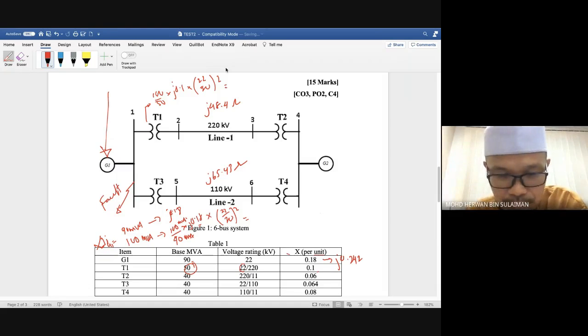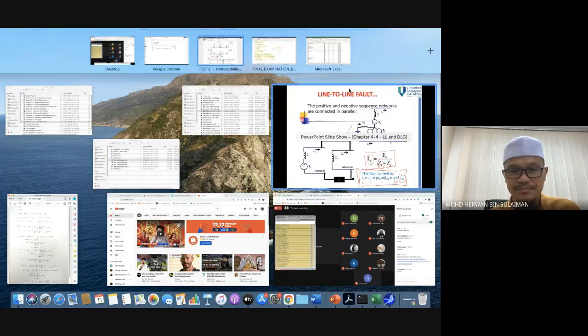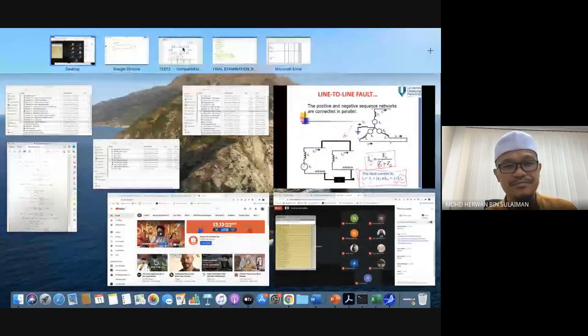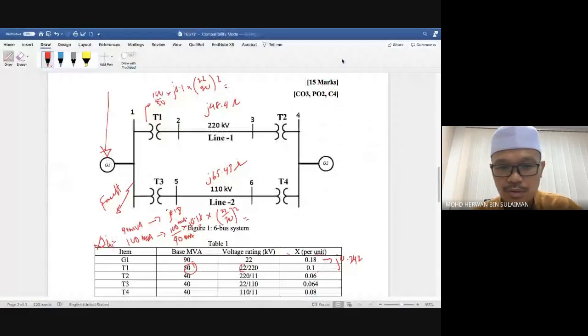Sama kan? Berapa dapat, kelas? Sama juga? Okey, sama. So jawapan dia J 0.242 juga.